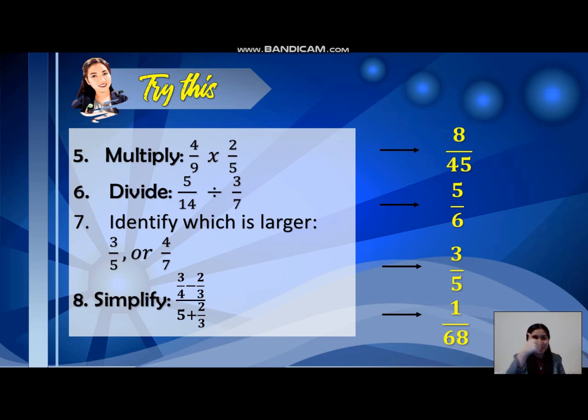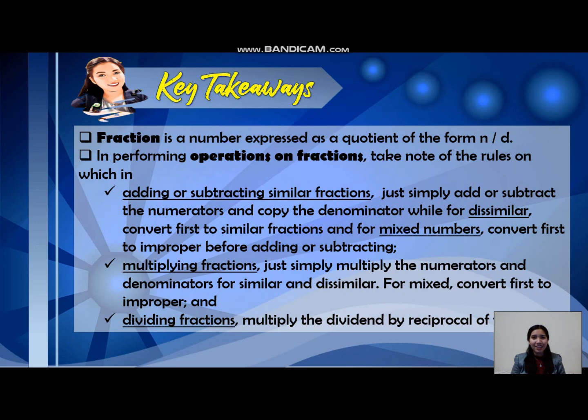If yes, great job. To end, kindly take note of these important concepts in our lesson. First, a fraction is a number expressed as a quotient in the form of n over d. And in performing operations, you need to take note of the following rules. In adding or subtracting similar fractions, just simply add or subtract the numerators and copy the denominator. While for dissimilar, convert first to similar fractions, and for mixed numbers, convert first to improper before adding or subtracting.